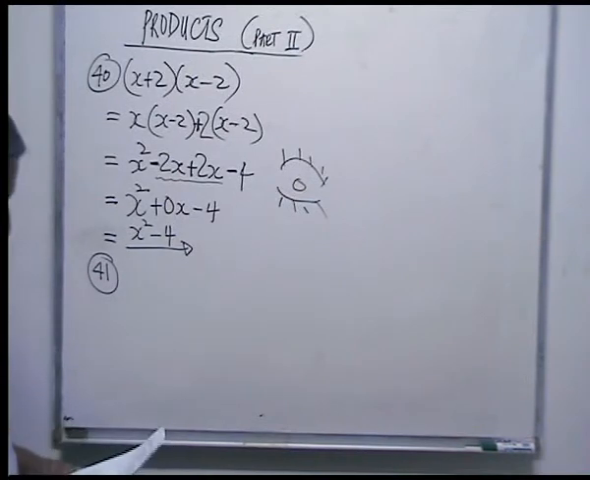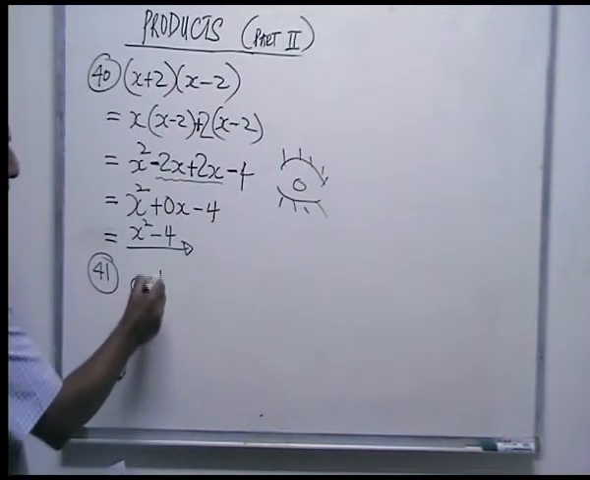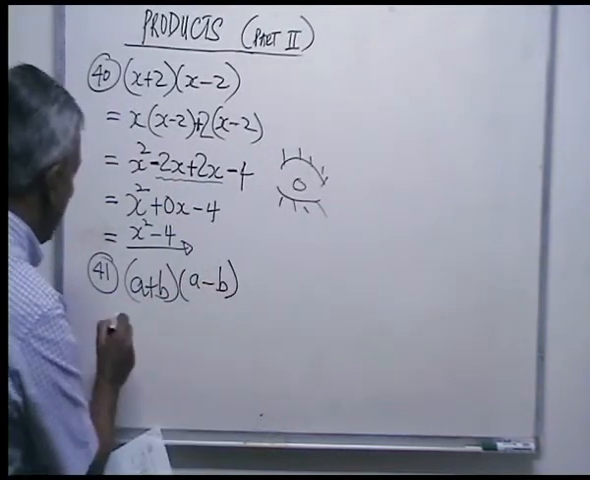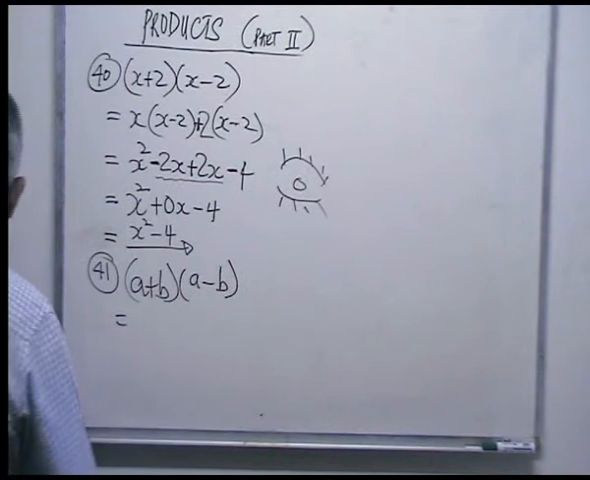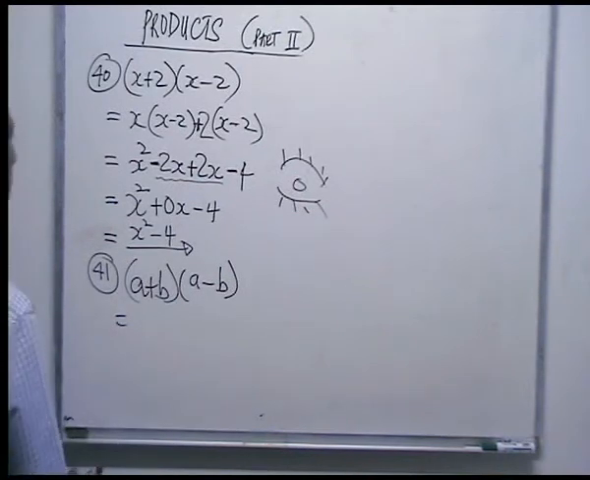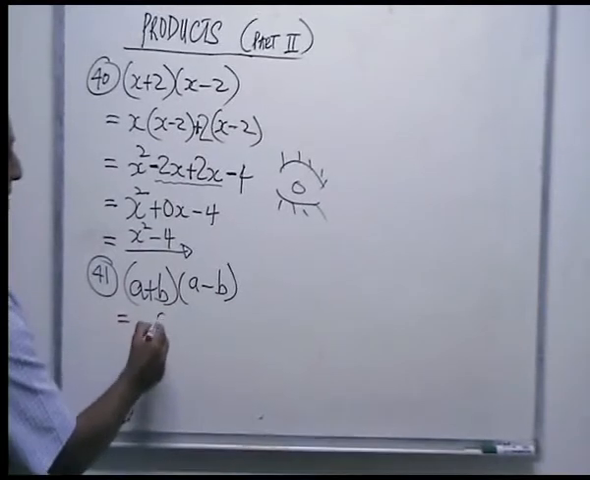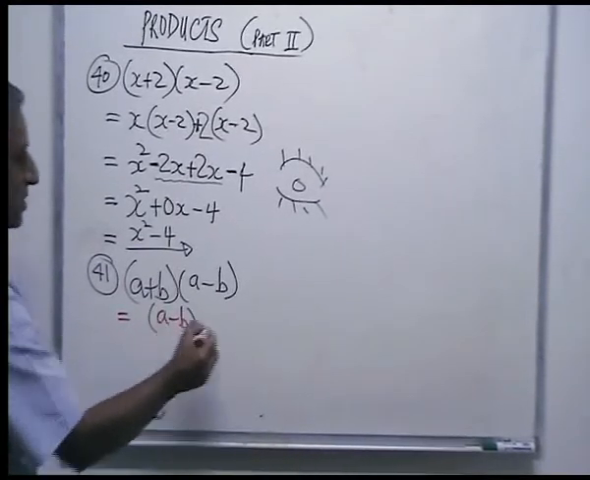Okay, number 41. A plus B into A minus B. Right, let's bring the red pen back and let's put some color. Life should be colorful and interesting. So write down the second bracket 2 times.